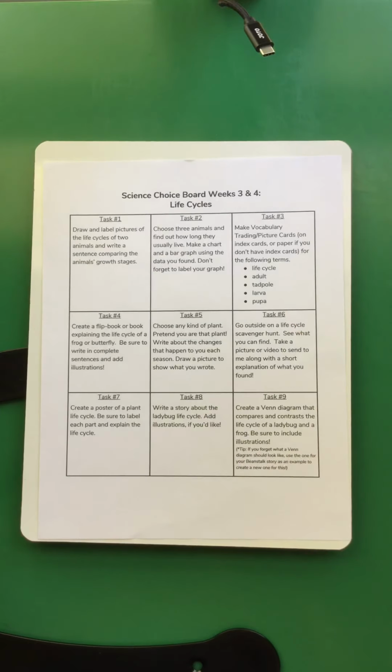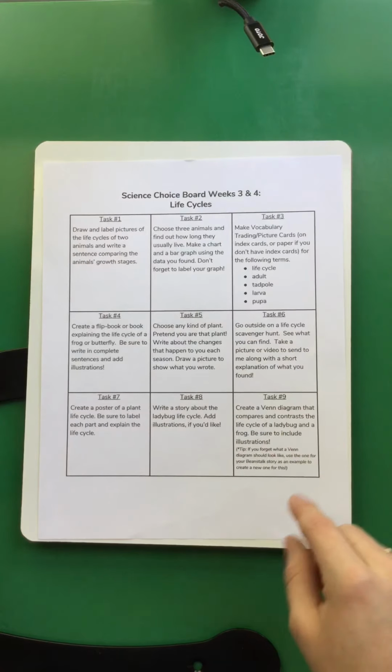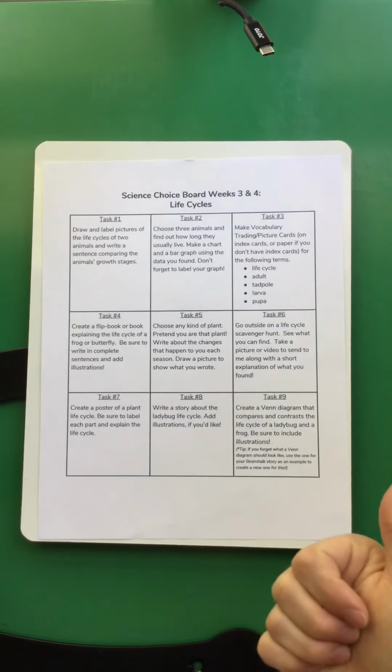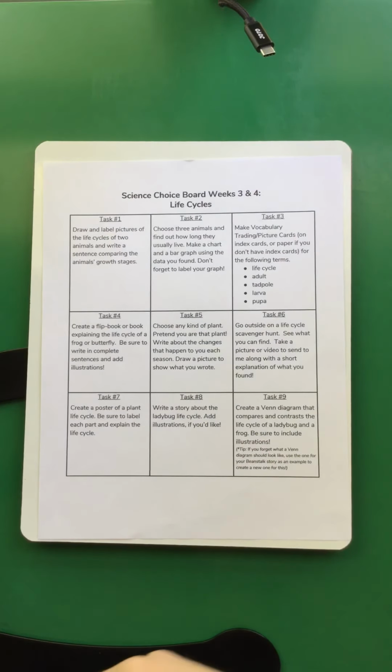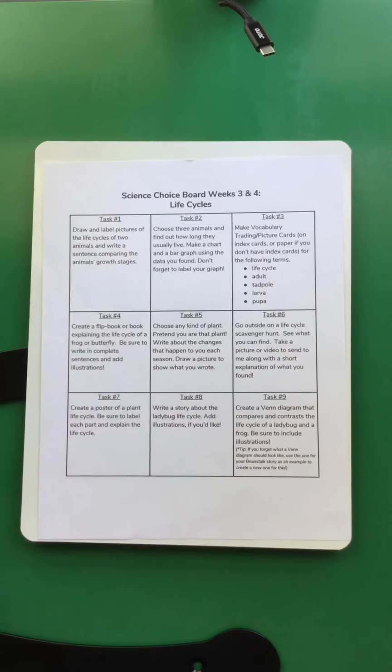Task number 3, it says make vocabulary or trading cards or picture cards. You can use index cards or paper for the following terms. So you're just going to take your index card, you're going to write the word on it, and then write the definition. So you're going to want to look that up either in a dictionary or on your Ladybug Life Cycle page or online.